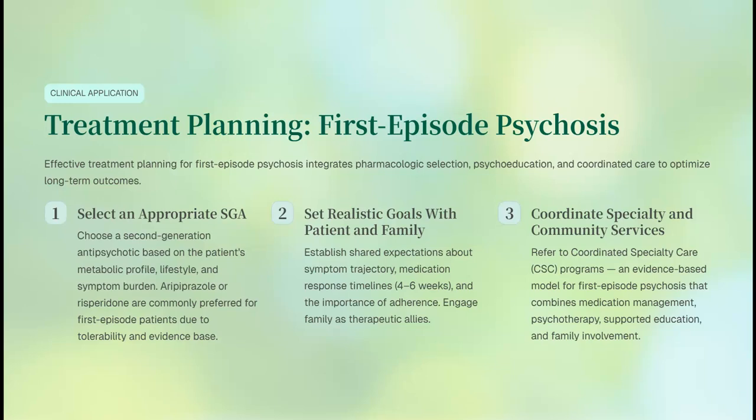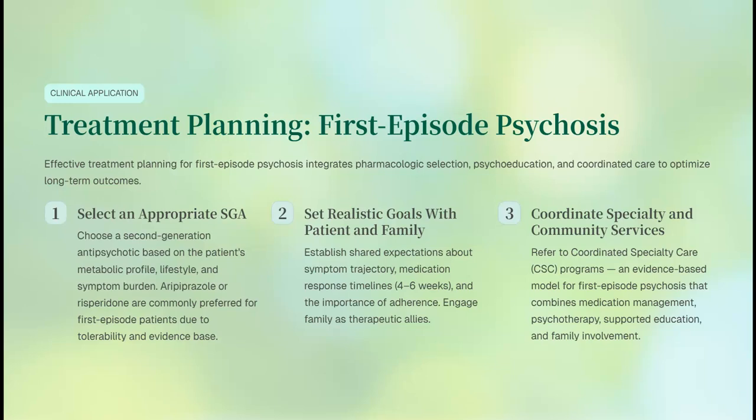So treatment planning for a first episode. Choose based on the metabolic profile, lifestyle, and symptom severity. Aripiprazole and risperidone are first-line choices for first episode patients. Consider tolerability and established evidence when making your selection. Set realistic goals with the patient and the family. Be clear about what to expect.